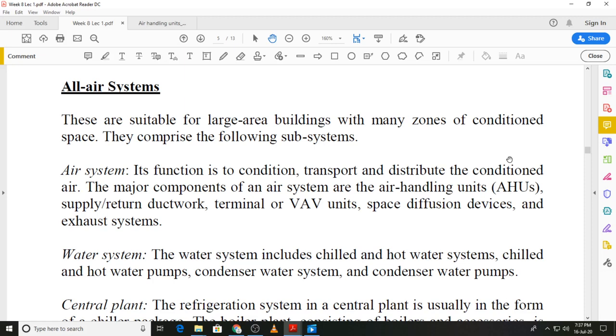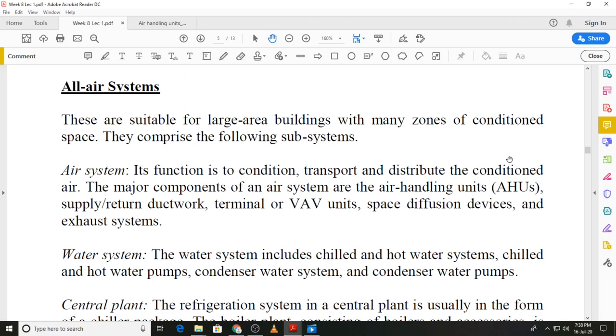And then we also need an exhaust system for maintaining the desired indoor air quality. We exhaust part of the air returning from the conditioned space, and then mix the recirculated air with the fresh outside air.